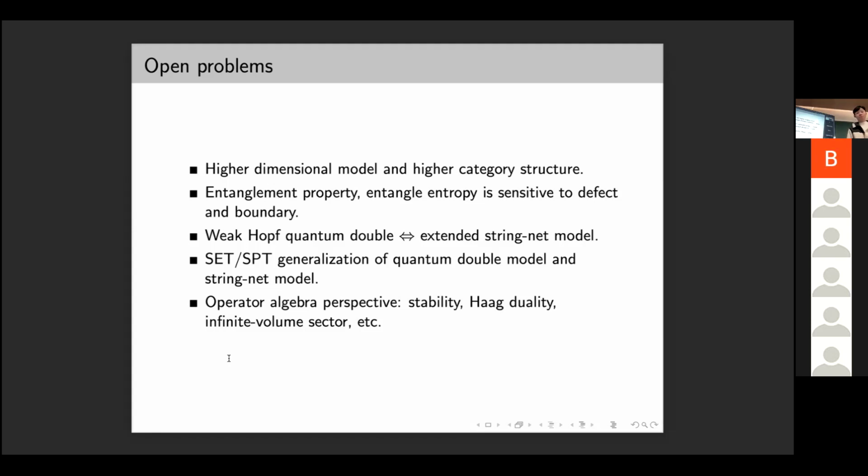Okay, let me ask you a question. According to the general theory of n-equalization, a boundary can be determined by a Lagrangian algebra, right? And according to the theorem, for this Kitaev quantum double model, the boundary is determined by a module algebra. What is their relation?